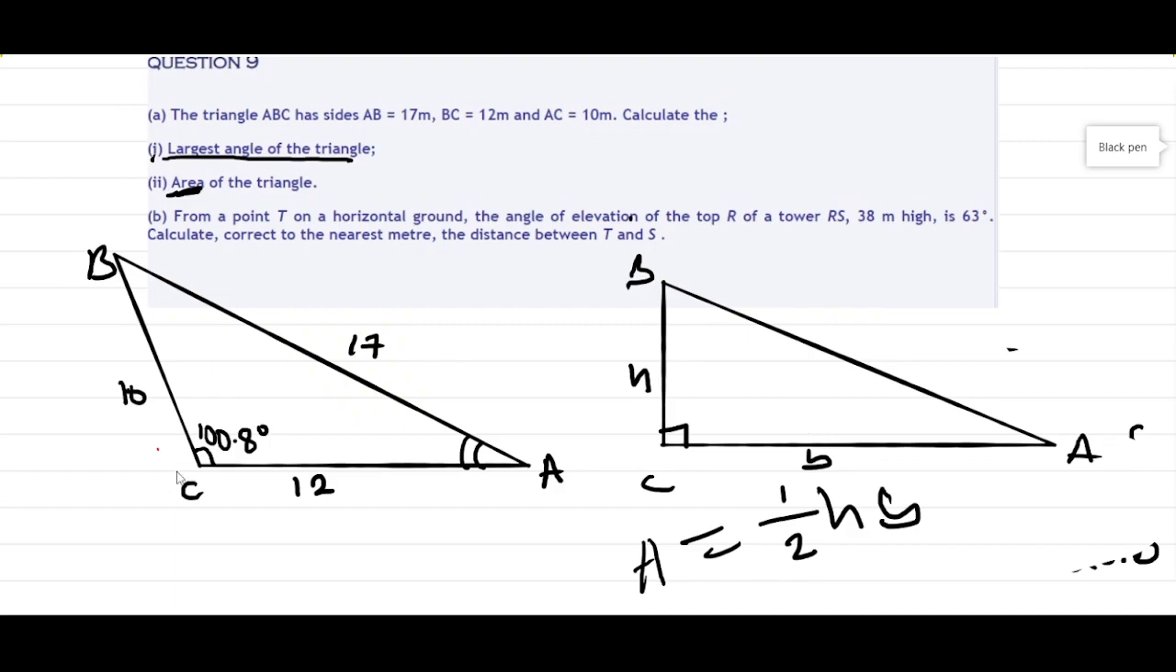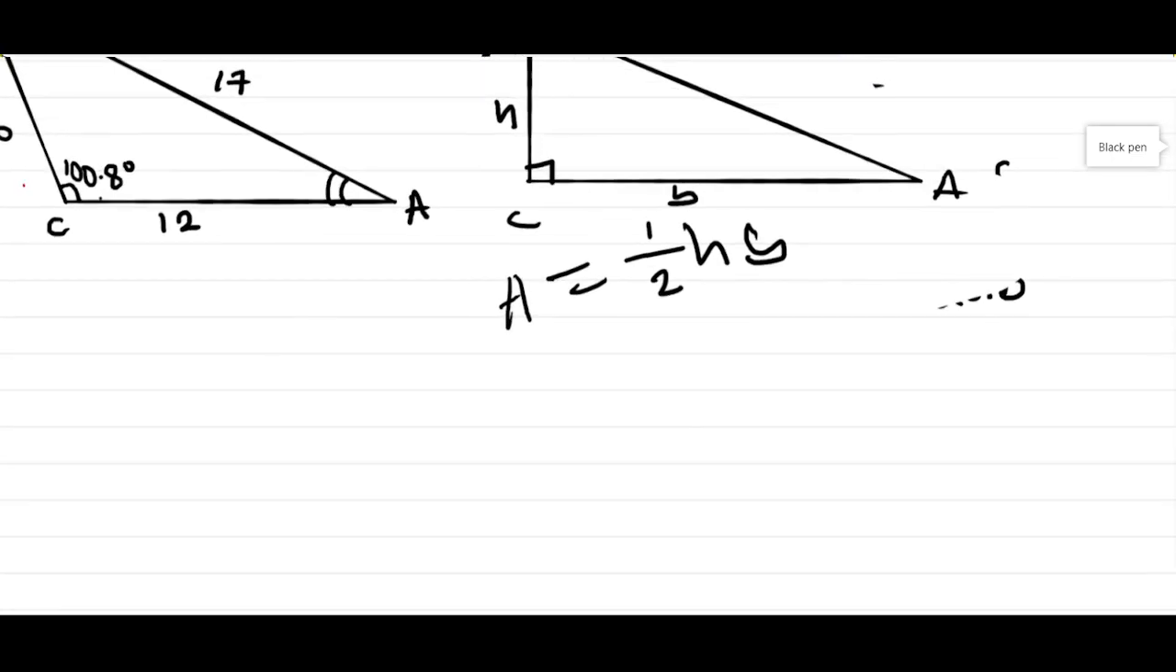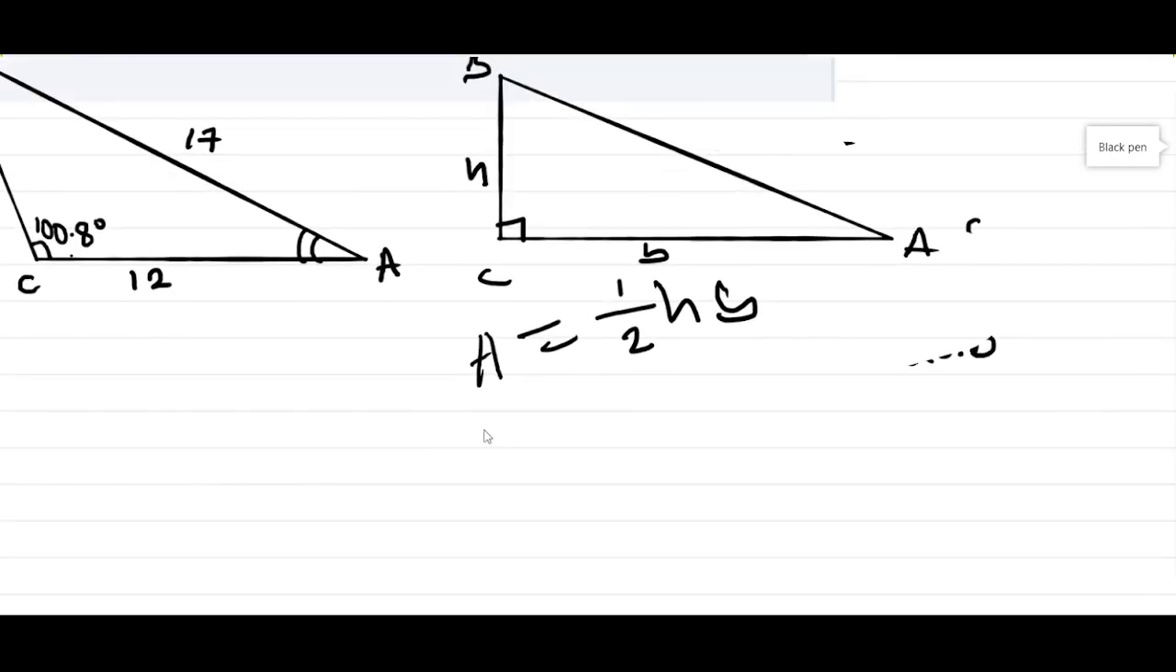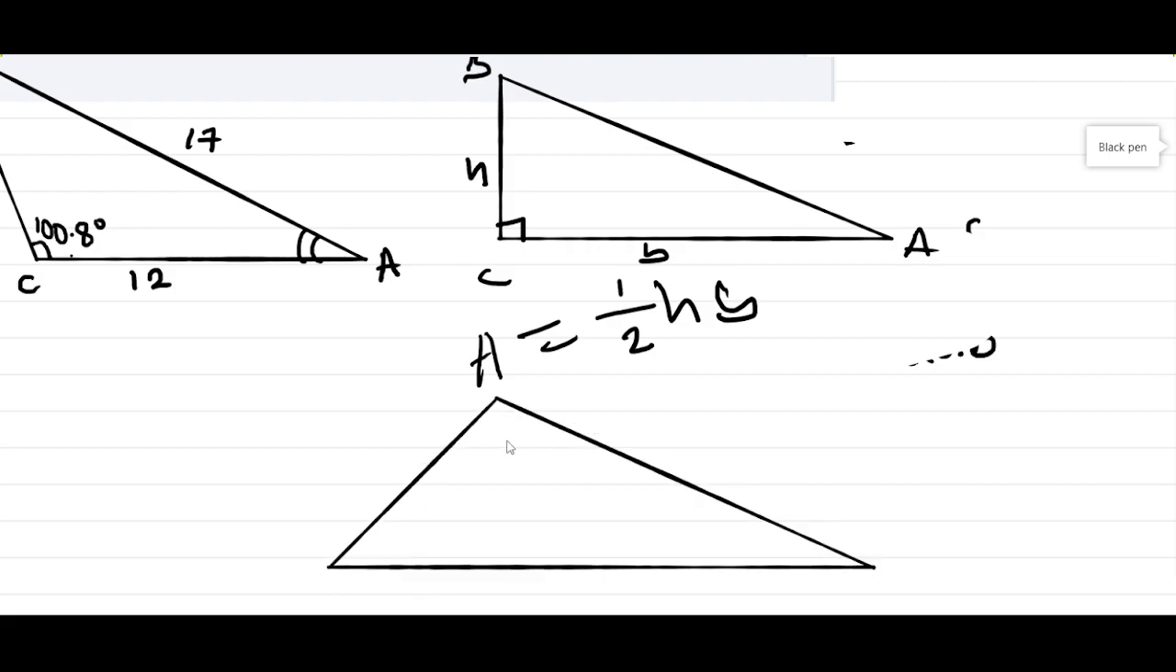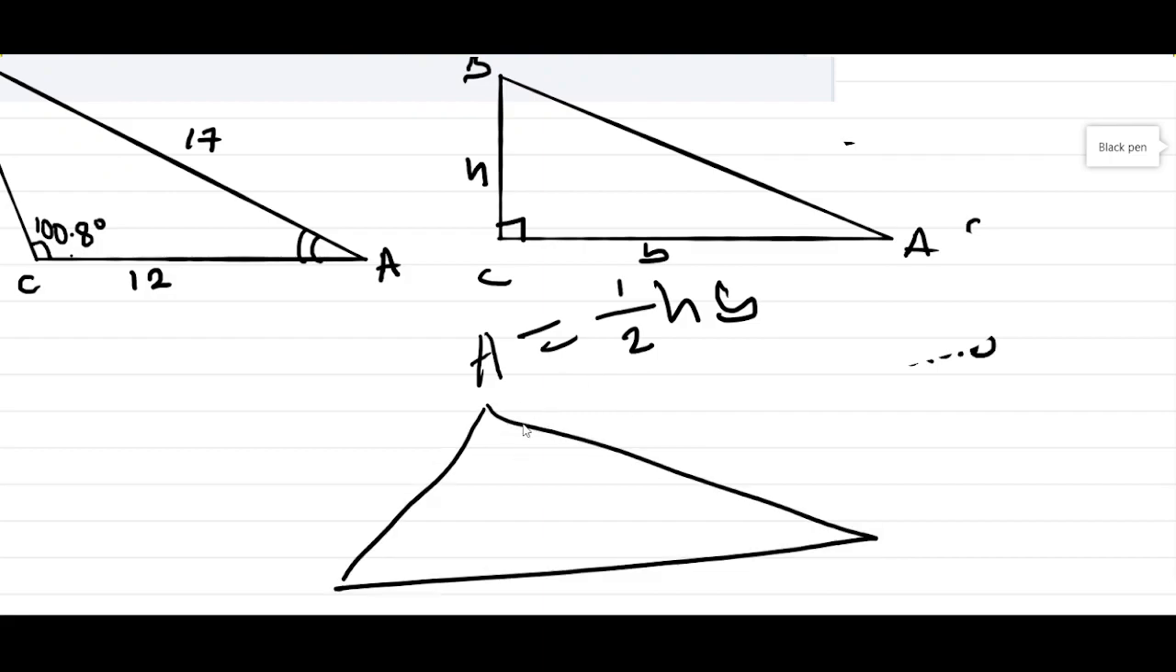But here the triangle is no longer a right angle triangle, it is now obtuse. But there is a way we can remedy this, and I will show you how. Suppose this is the triangle that we want to find the area of, and this angle here is obtuse, say one of the angles is obtuse.